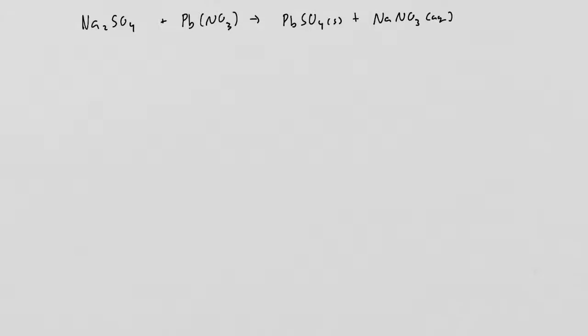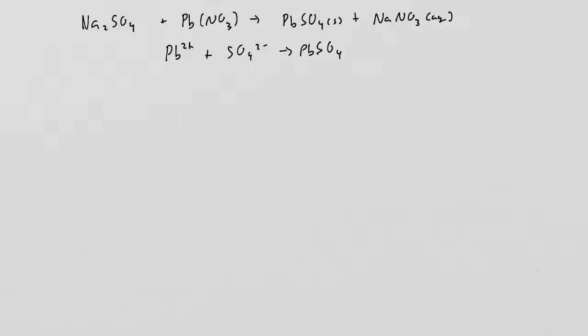The reality is, when you're done with this process, you basically have a net ionic reaction of Pb2+ plus SO4 2- to give you PbSO4. This problem is inherently easy because the coefficients are all 1.